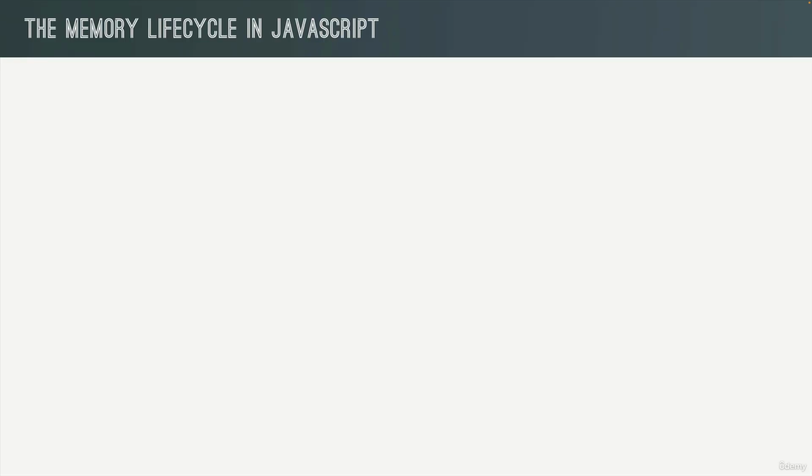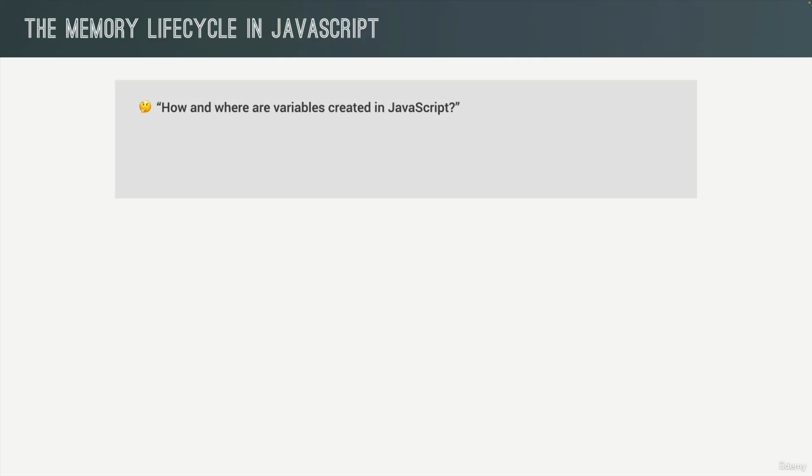Now, first of all, what does memory management actually mean? Well, memory management in the context of JavaScript is how the JavaScript engine allocates space in memory for creating variables and later frees up that memory space which was taken up by variables that are no longer needed, so that our applications run smoothly and efficiently without running out of memory. So basically, this lecture tries to answer the question, how and where are variables created in JavaScript?